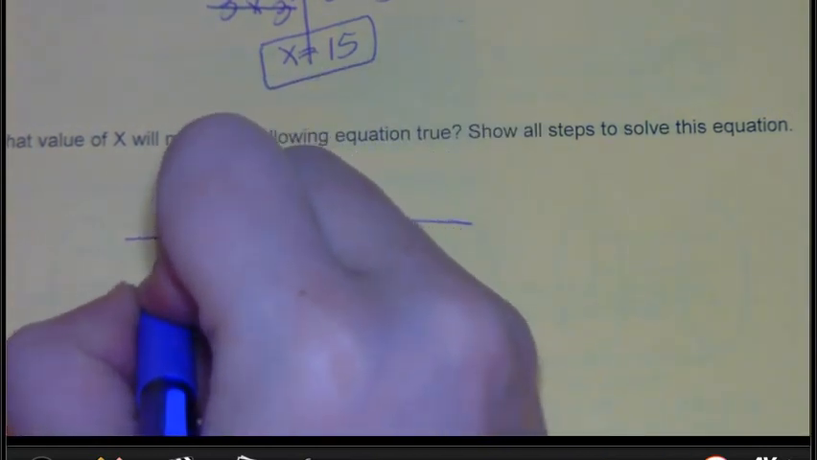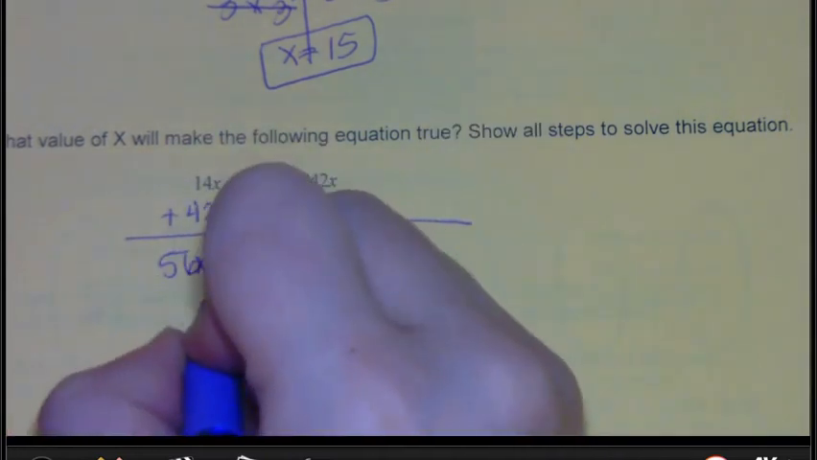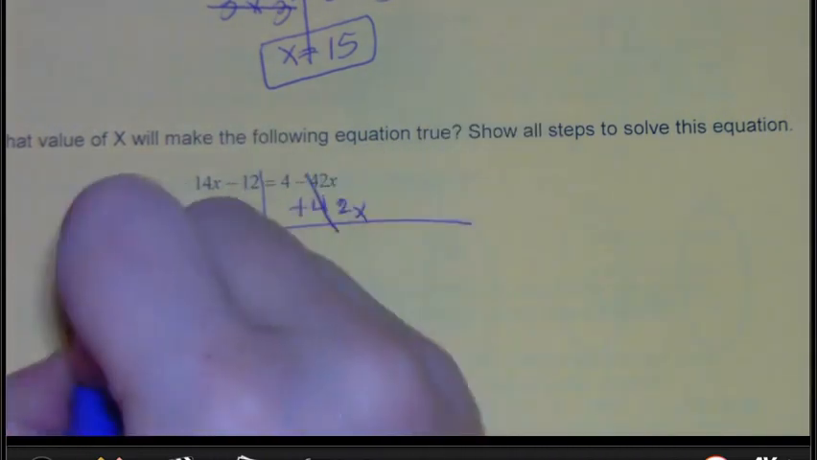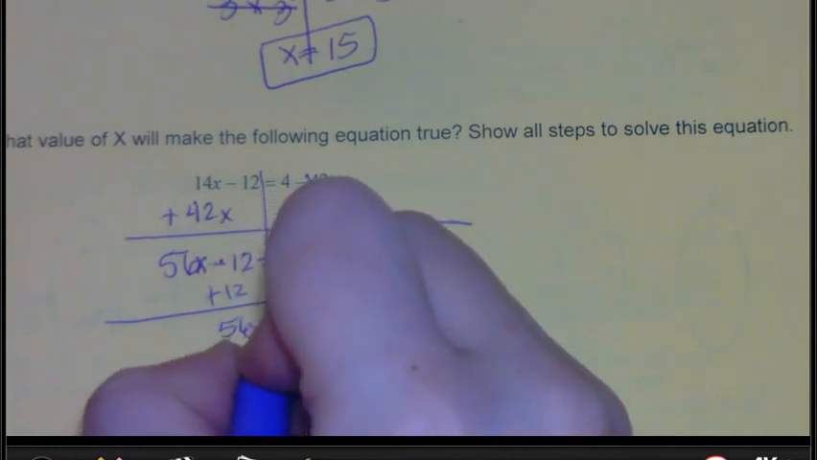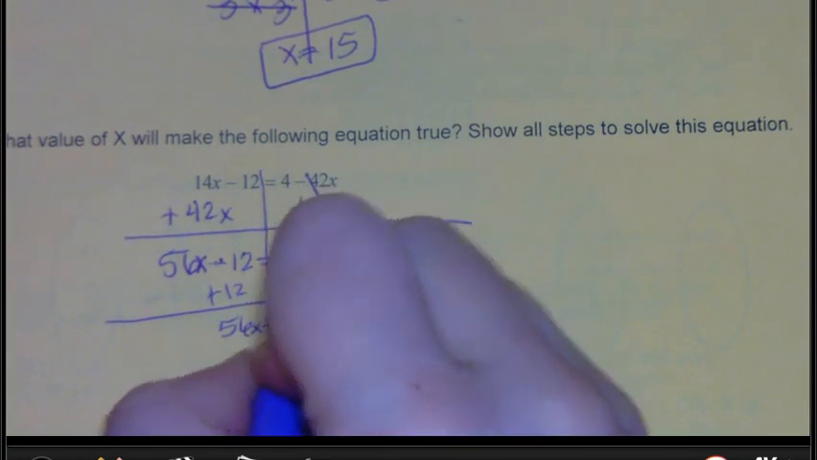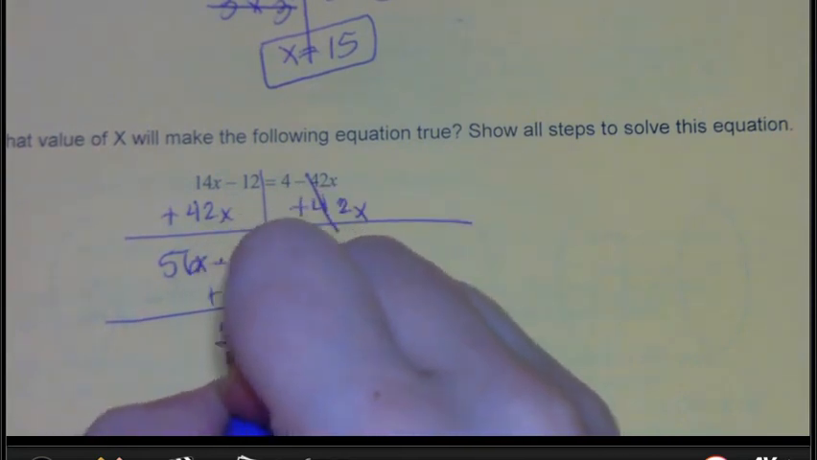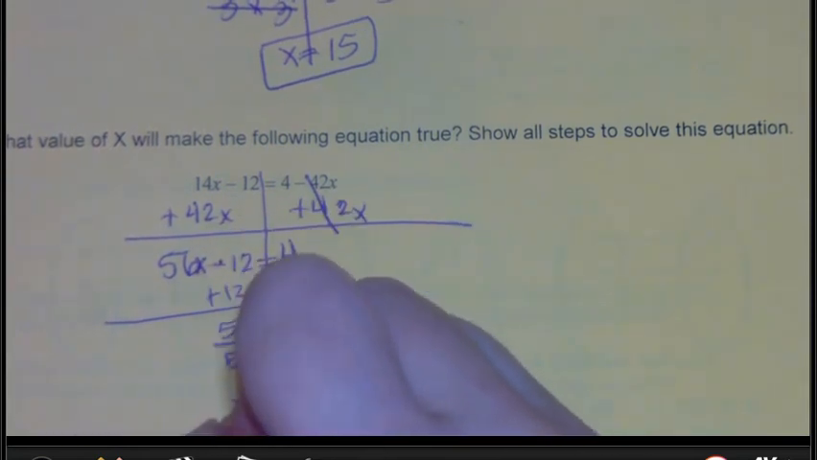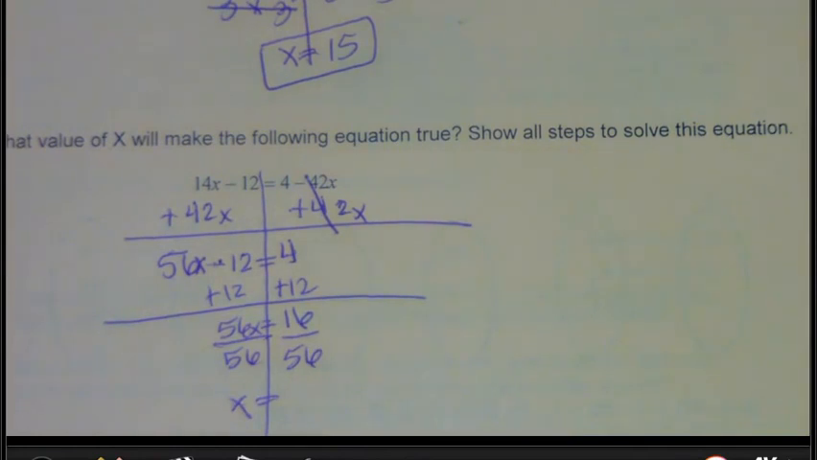X, 6, and 5. So I got 56. I'm going to add 12 to both sides. I have 56x is equal to, well, 12 plus 4 is 16. Divide by 56 on both sides. And let's do 16 divided by 56. All right, hang on. Let's see if I did something right.